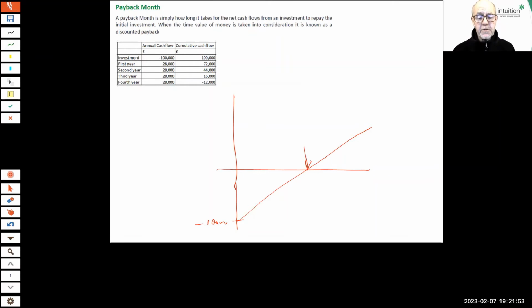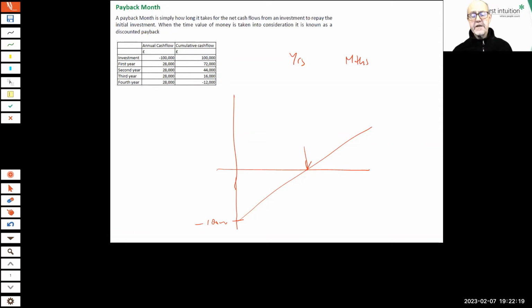Now, if we look at some data here, initially we pay out 100,000. At that point, we're 100,000 down. First year we get 28 back. It's now 72. 28 again, 44. 28 again, 16. In the fourth year we get another 28. We finish with minus 12. We're normally asked to calculate how many years and how many months.